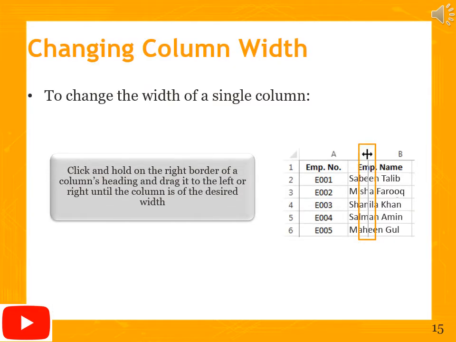Changing column width. Click and hold on the right border of a column heading and drag it to the left or right until the column is of your desired width. You can see when you move your mouse pointer to the column heading, your mouse pointer shape will change into this plus sign which has 2 arrowheads, left and right. When you click and hold the mouse left button and drag to the left or right, your size will be adjusted according to your movement.